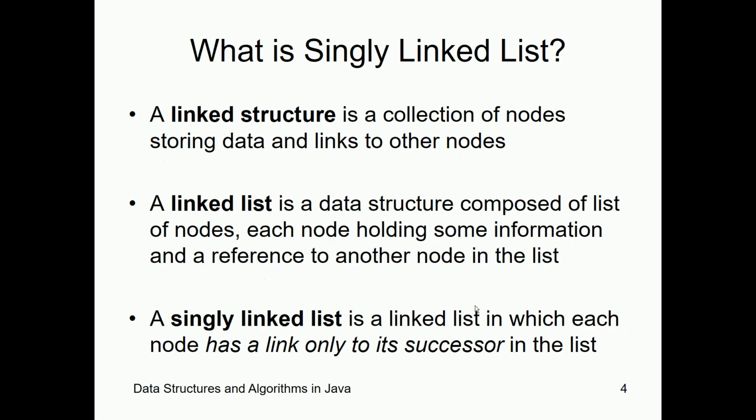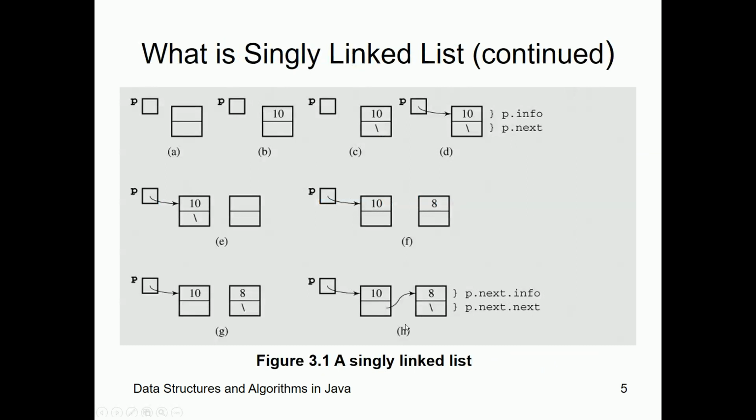Now, there are two types of these linked lists. The singly linked list means there's only one link, one way, representing every element. Every object has two things: the information, and then the next element that is going to be the next element in the list.